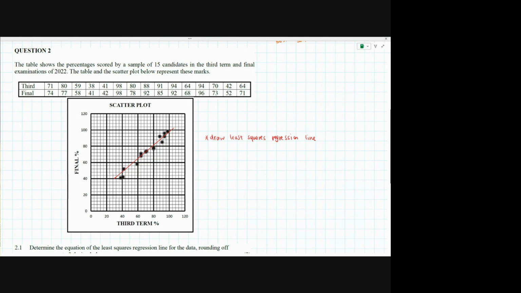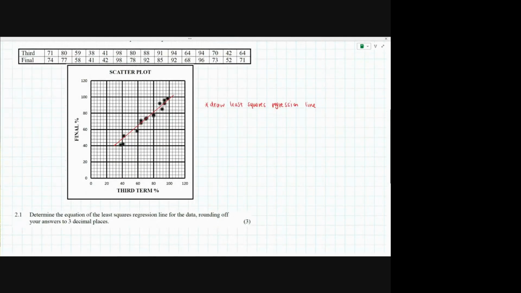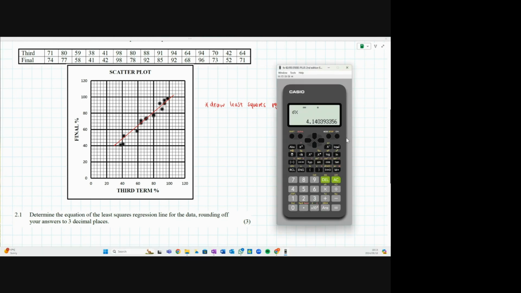Okay, so anyways, we've got all of our data. And obviously the first question is asking us to determine the equation of the least squares regression line for the data rounding off to 3 decimal places. Okay, so again, we need our little calculator friend. There he is. Sorry, I turned it off.